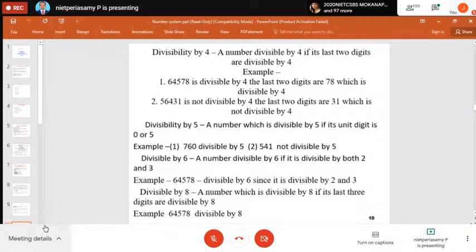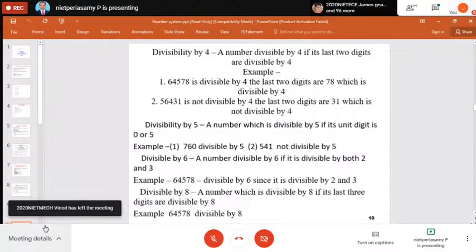Next one is divisibility by 6. A number which is divisible by both 2 and 3 is divisible by 6. This is one of the divisibility rules that we will discuss later. A number which is divisible by 2 and 3 is divisible by 6. Take the same example, 64,578.